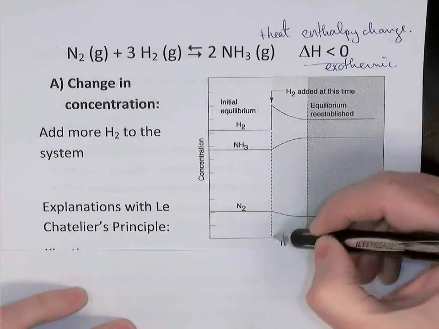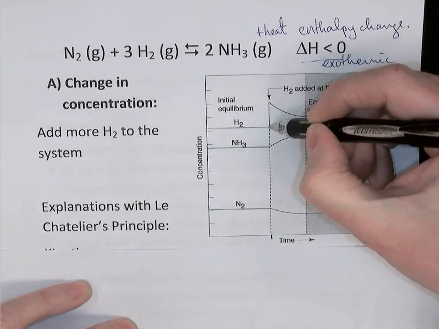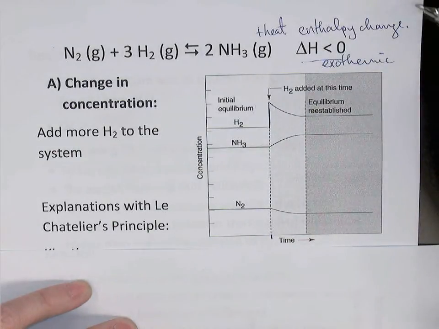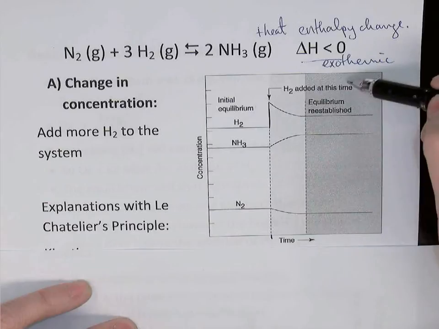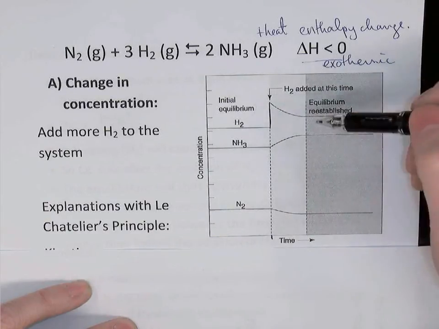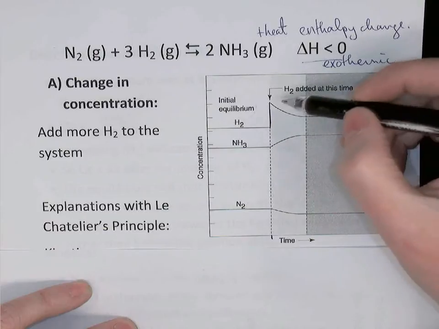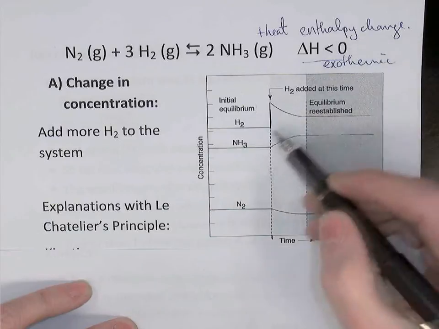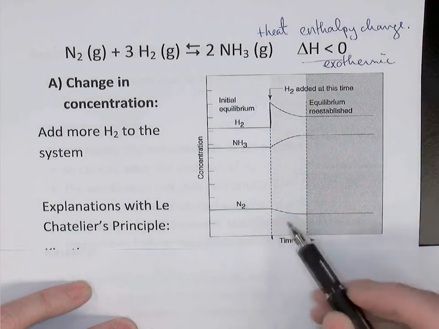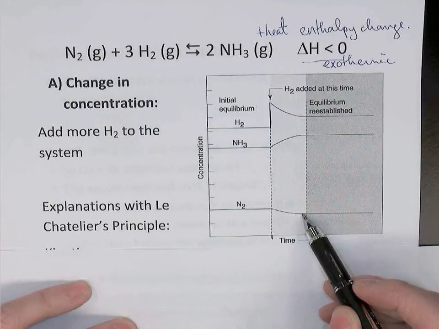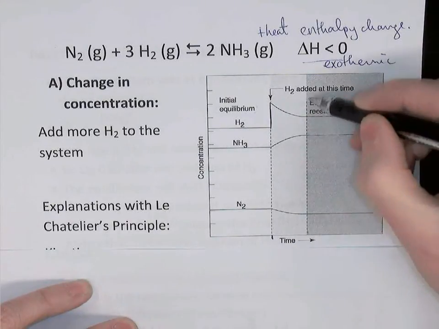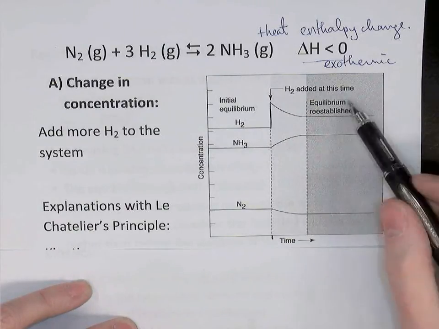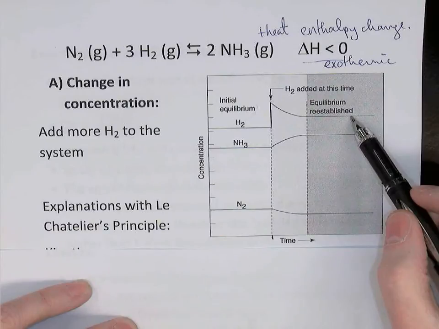Then, at this time here, where you see the dotted line, if you look at the hydrogen curve, you notice there's a sudden spike in hydrogen concentration. That sudden spike is caused by the addition of hydrogen at that time. So there's the stress that was applied. And now you'll notice that as a result of that stress, the hydrogen concentration drops, the ammonia concentration rises, and the nitrogen concentration drops, until at this new dotted line, all three gases again plateau, their concentrations stop changing, and you've reestablished an equilibrium system.